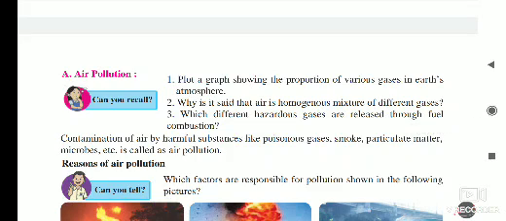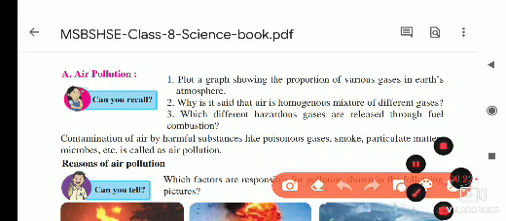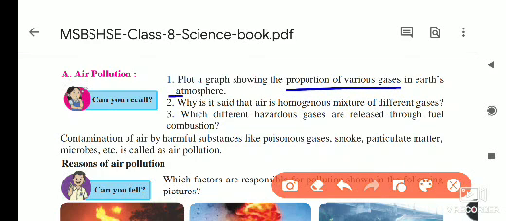So first of all, here are the questions. If you see here, plot a graph showing the proportion of various gases in the Earth's atmosphere. We have to plot the graph which shows the various gases in the Earth's atmosphere. If you plot the graph, you will notice that the gas with the highest percentage in the air is nitrogen, and after that you will get the remaining gases one by one.